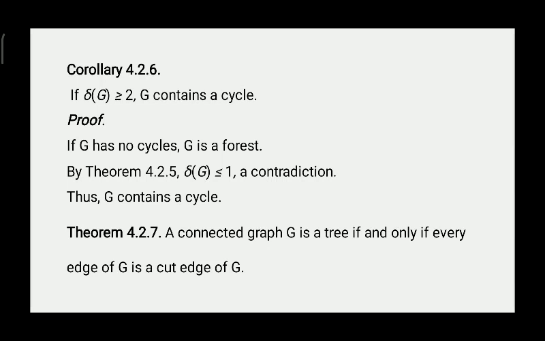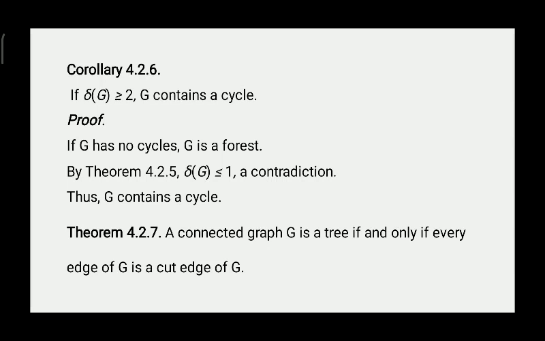Next, we move to the corollary. If del of G is greater than or equal to 2, then G contains a cycle. What does del of G mean? The minimum degree of G. If the minimum degree is greater than or equal to 2, then the graph always contains a cycle. The proof goes like this. Suppose G has no cycle, which means it will be a forest. Therefore, by the proved theorem, the minimum degree of G is less than or equal to 1, which is a contradiction. Thus, G always contains a cycle.